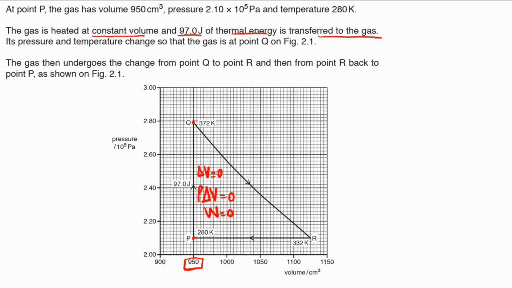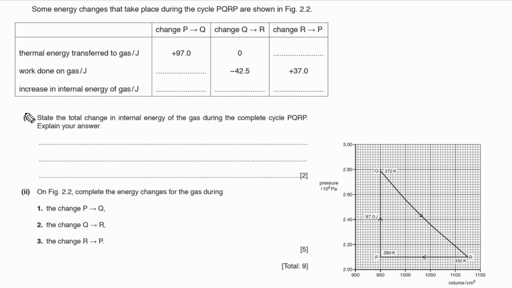We can also write down here there is no work done. Now let's move on to the question and try to answer the first question. Part B1 is simply asking us to state the total change in internal energy of the gas during the complete cycle PQRS. So this is our complete cycle, as you can see from here. Explain your answer, and this question has 2 marks.